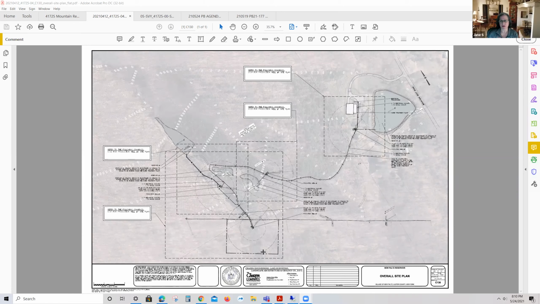Okay, because there was stuff in there about blasting, and then I thought, well, wait a minute, they're going in there and I don't see a road. So that's why I was asking. Okay, thank you for the clarification. It's more like a path. I saw a path.